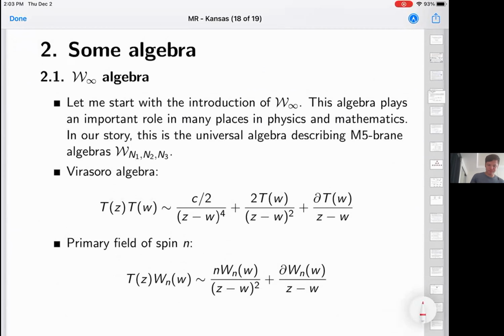Okay. So let me just briefly tell you what the W infinity algebra is. And then we'll anyway switch to the algebra of its modes that is isomorphic to the affine Yangian of GL1. So this section 2.1 is not going to be that important, but it is still going to motivate one important element of our analysis. The W infinity algebra plays an important role in many places in physics and mathematics, and in particular in our story, it is the universal algebra describing M2 brane algebras W, N1, N2, N3 that can be thought of as its different quotients.